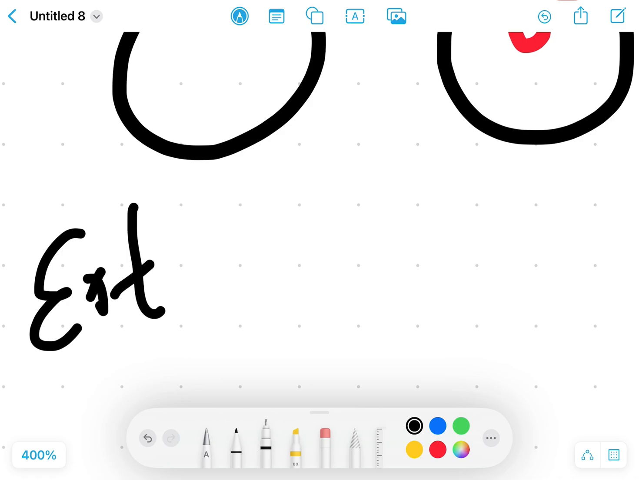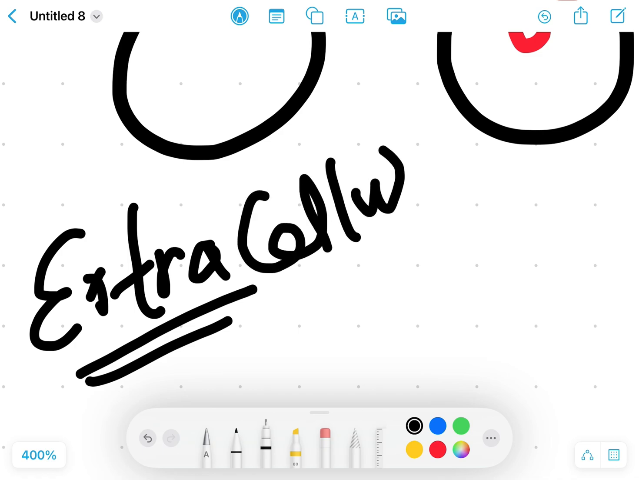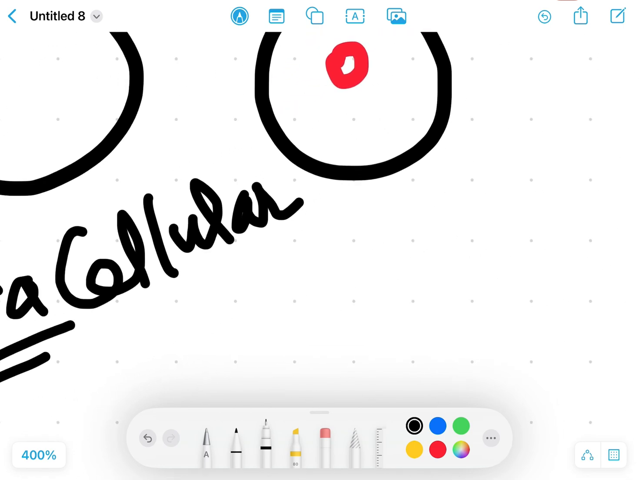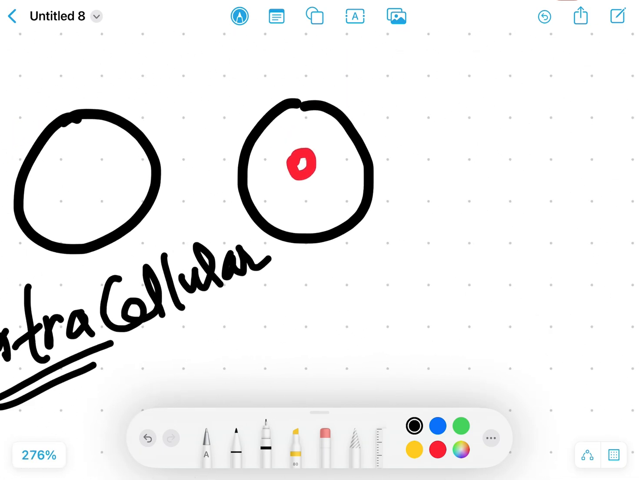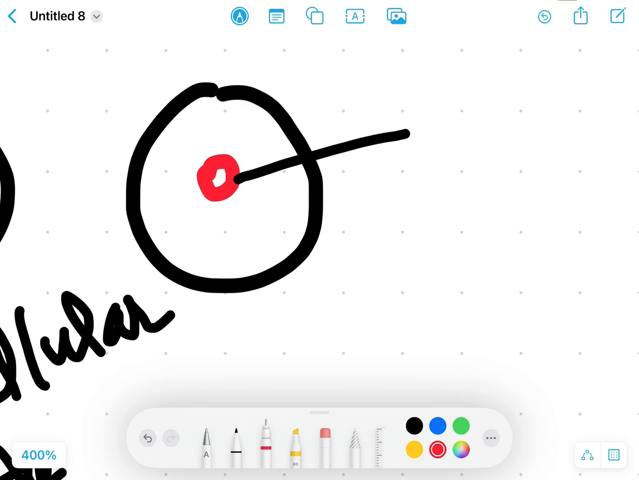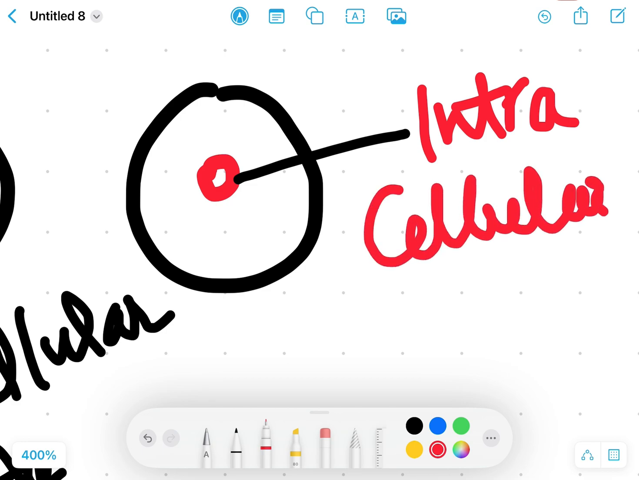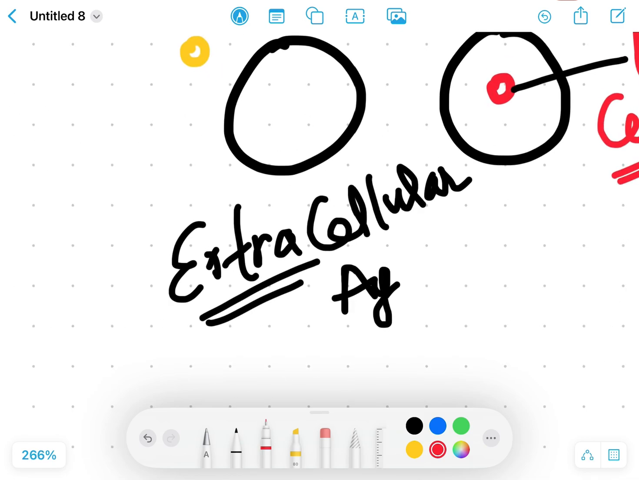Extracellular. And the one which is inside our cell, that antigen we call intracellular. Remember that: extracellular and intracellular are both different. We talk first about extracellular. What are the extracellular antigens?